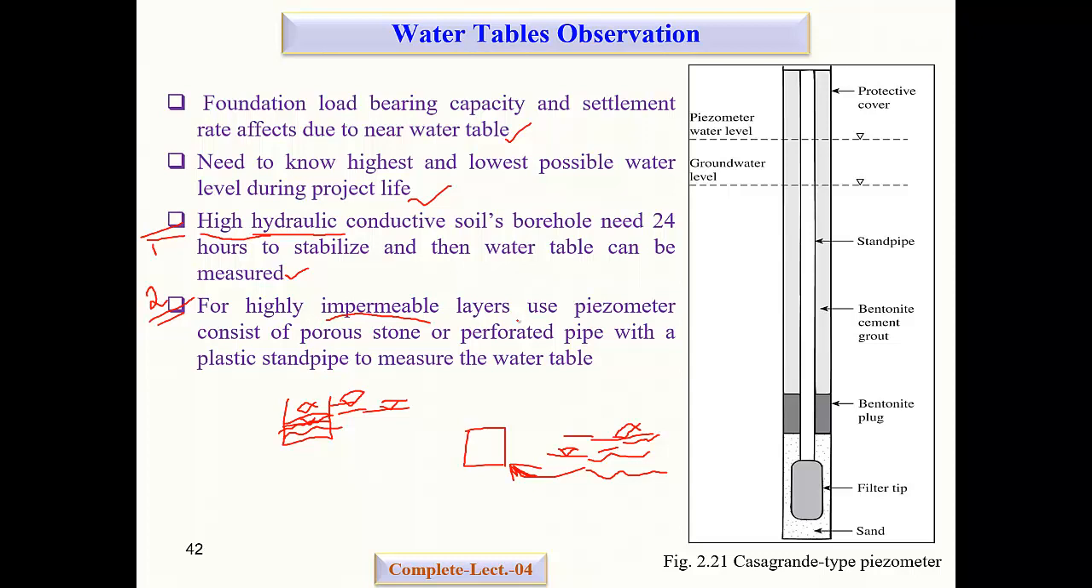Okay. So, for highly impermeable layer, use the piezometer consisting of porous stone or perforated pipe with a plastic sand pipe to measure the water level. I think you know how to use the piezometer. Maybe in Geotech 1, you also used this piezometer, right? So this is one example of piezometer to find out the water tables. Okay, so this is really important.